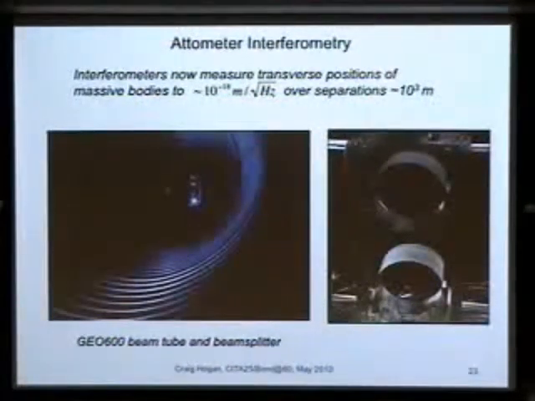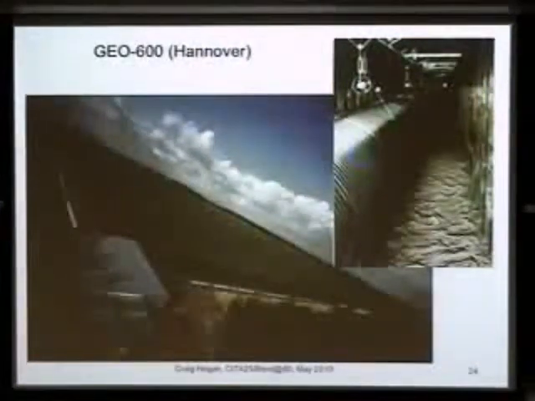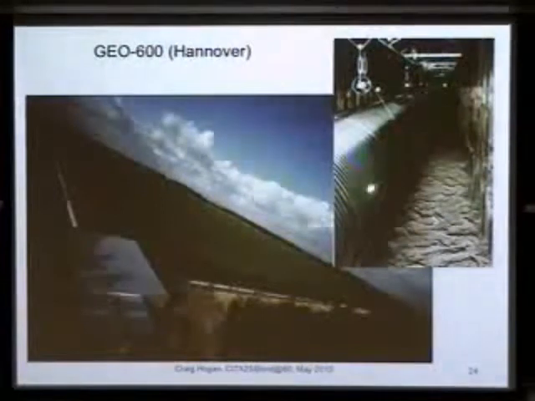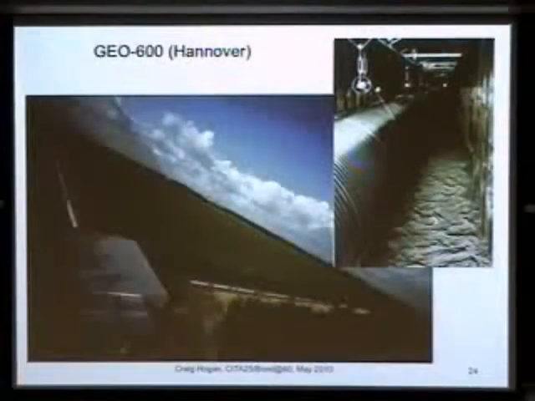This is looking down the tube of GEO600 toward the beam splitter. At the end, these are the objects we use to reflect, and you can't even see the thin glass threads that are hanging there. Very sophisticated technology to reach that level of sensitivity. And that's what it looks like on the outside. This is GEO600 in a trench outside a cornfield in Germany, just a shallow trench.